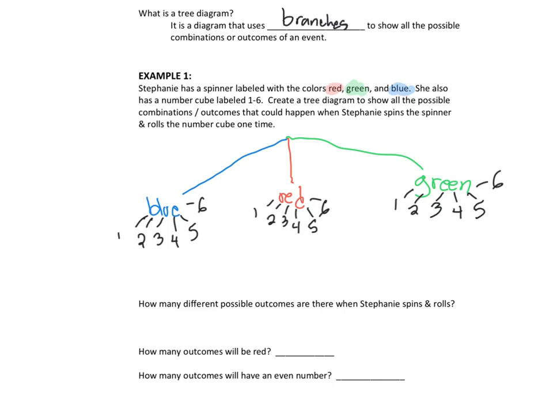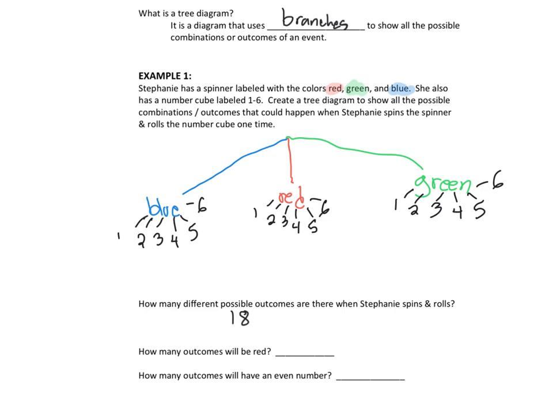So after we made our tree diagram, how many different possible outcomes are there when Stephanie spins and rolls? So the way we do that is we look at the very last branches. So that would be all of these down here. All of these and all of these. That would be the numbers. So we count them up. You can see 1, 2, 3, 4, 5, 6, 7, 8, 9, 10, 11, 12, 13, 14, 15, 16, 17, 18 possible outcomes.